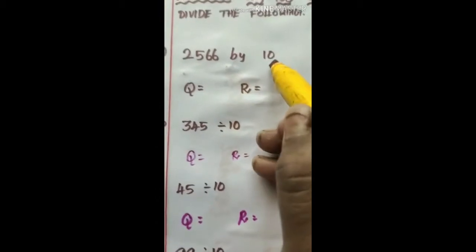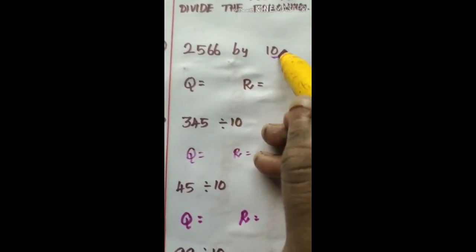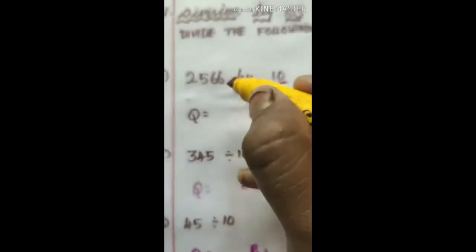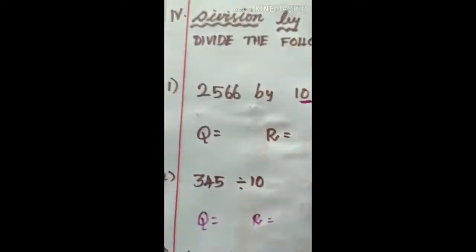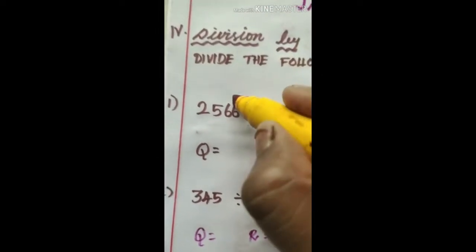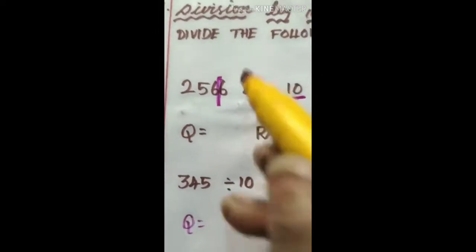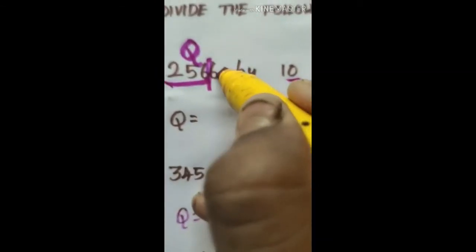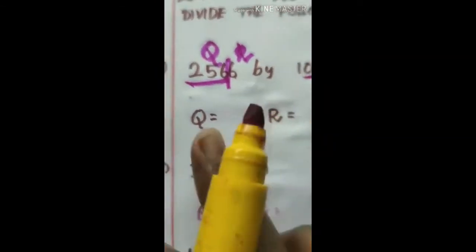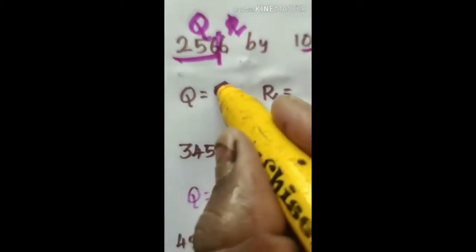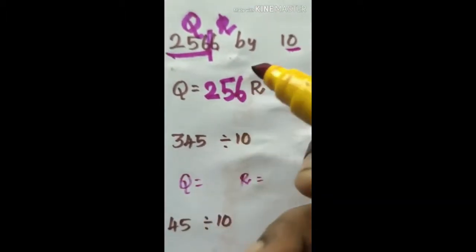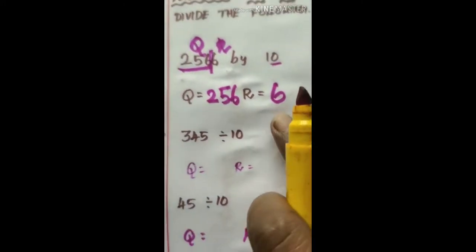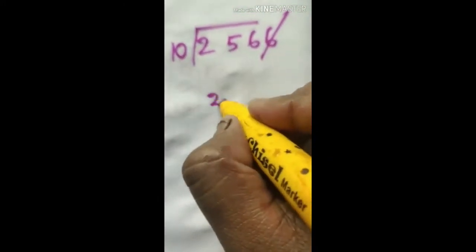What is the easy method? Here 10 has one zero. So in the dividend, which is 2566, from the last, from the ones place, one number before we have to draw the line, because 10 has one zero. See here, 256, which is before the line, is the quotient, and the 6 is the remainder.